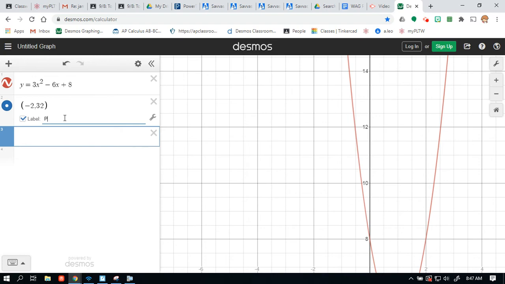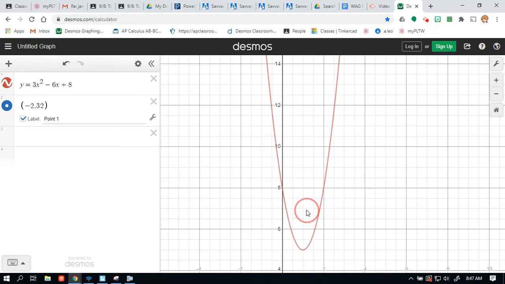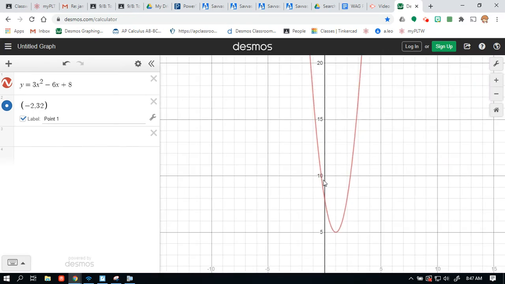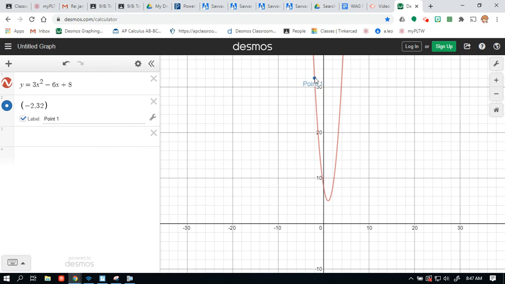Point 1. It does not. I was hoping it would. Oh, it does. Right there. So that's on our point. Sorry, I was actually pleasantly surprised by this. So let's do the second point. 1, 5. This is point 2.